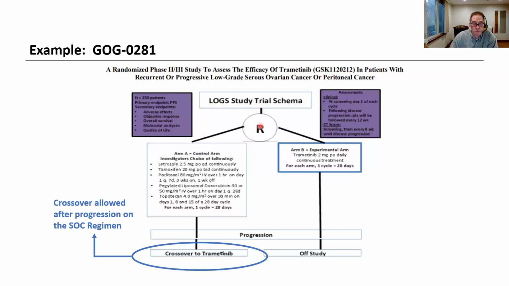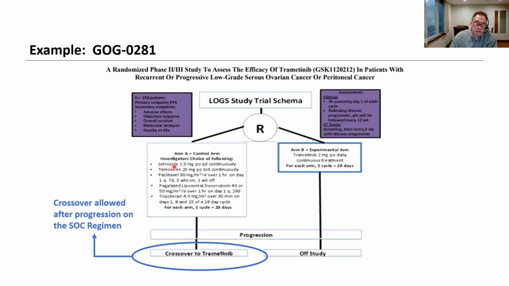So we randomized patients 1-to-1 to a control arm versus an experimental arm. The control arm was investigator's choice. They could use letrozole, tamoxifen, paclitaxel, pegylated liposomal doxorubicin, or topotecan. These are the drugs that are currently used to treat low-grade serous ovarian cancer, or were at the time. The experimental arm was made up of trametinib only, right? So we were comparing trametinib to whatever the standard of care was that the investigators got to choose.